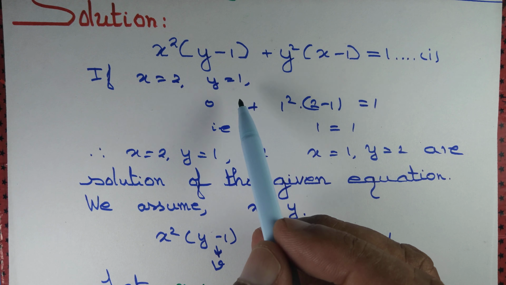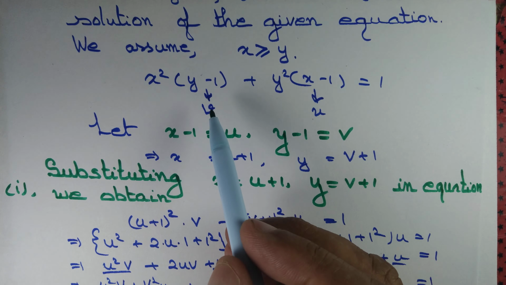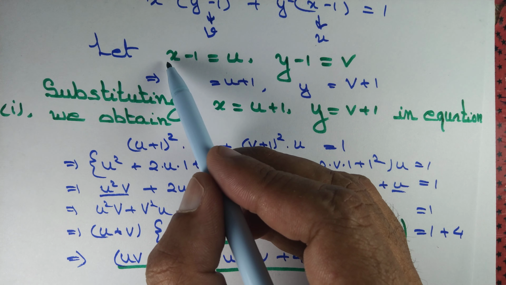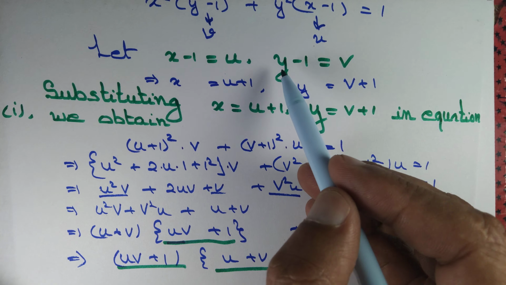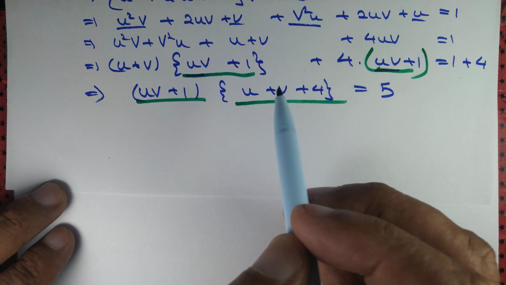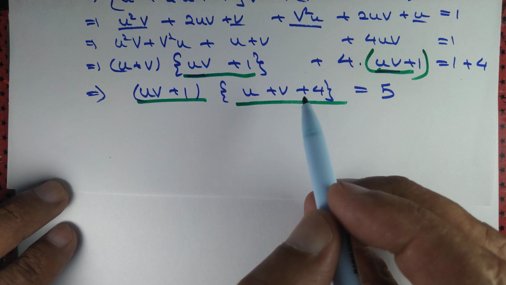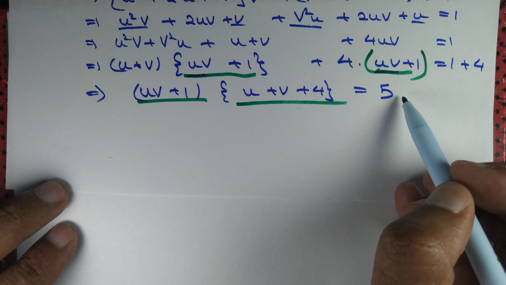If x and y are integers, we want to solve for the integers x and y. Then u and v should also be integers, because an integer minus 1 is again an integer. So uv plus 1 is also an integer, and u plus v plus 4 is also an integer. Therefore, the product of two integers equals 5, but 5 is a prime.